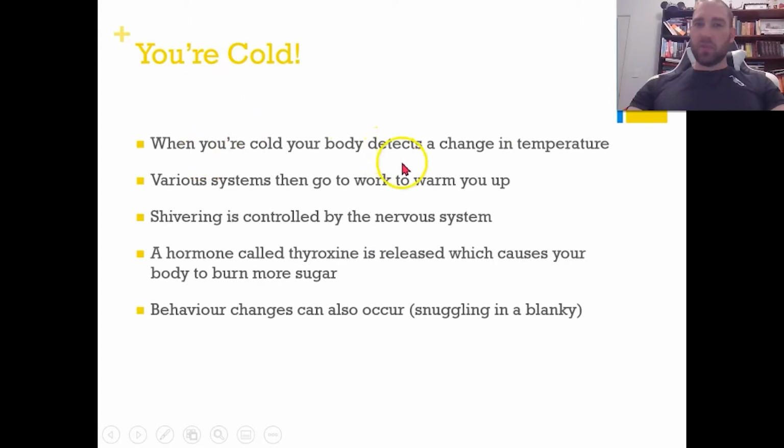So, when you're cold, your body detects a change in temperature. Various systems then go to work to warm you up. We've got shivering, for example, which is managed by the nervous system. So your muscles contract, that burns sugar. More burning of sugar leads to more heat energy being released, which warms you up.